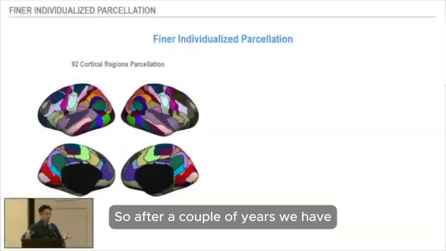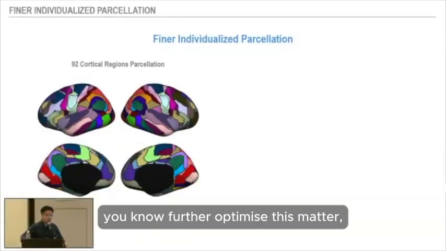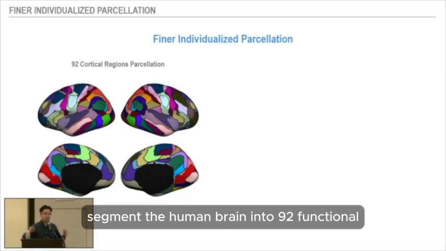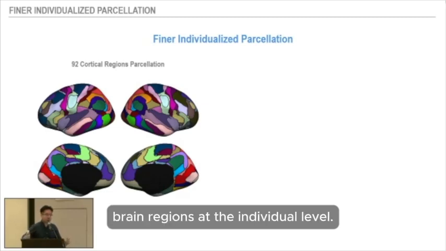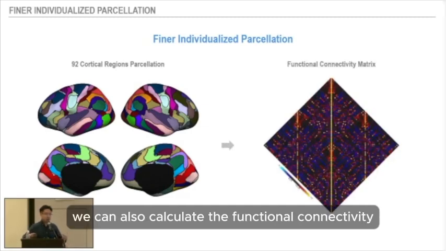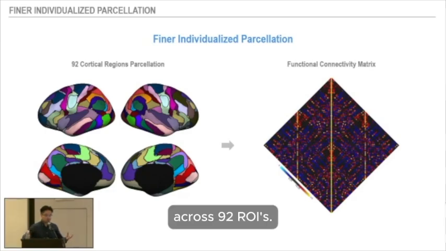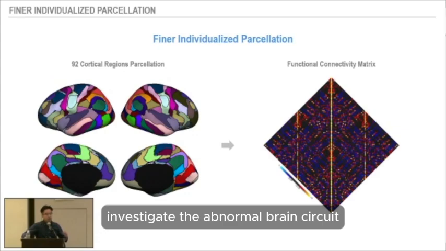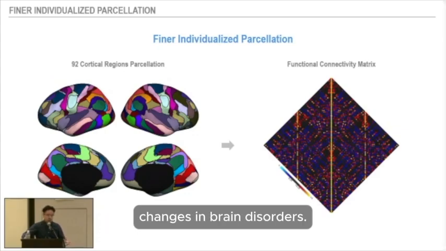After a couple of years, we have further optimized this method, and now we are able to segment the human brain into 92 functional brain regions at the individual level. Based on these brain regions, we can also calculate the functional connectivity across 92 ROIs. This method provides us a powerful tool to investigate abnormal brain circuit changes in brain disorders.